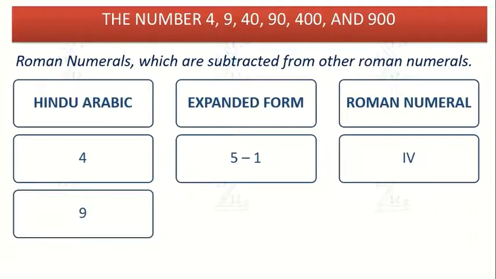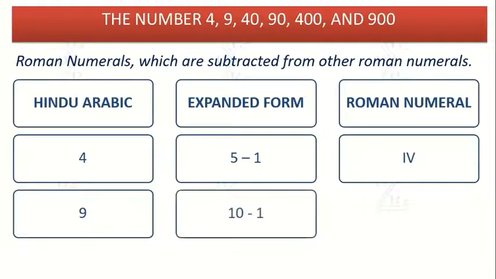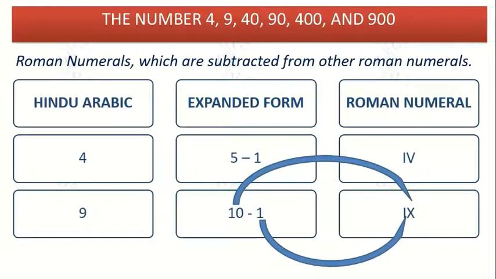Let us take another number 9. According to the Roman numerals, the nearest Roman numeral of 9 is 10, because 10 as X, so if we subtract 1 from 10, we get 9. In the expanded form 1 is smaller, so first we write I, and 10 is bigger, so we write X. So we write 9 as IX.